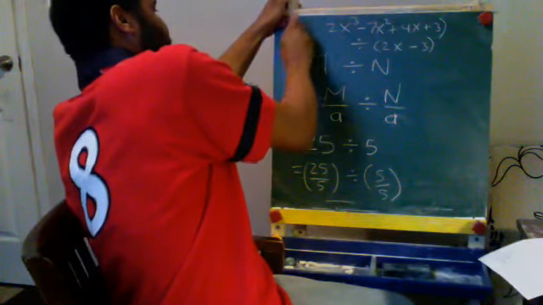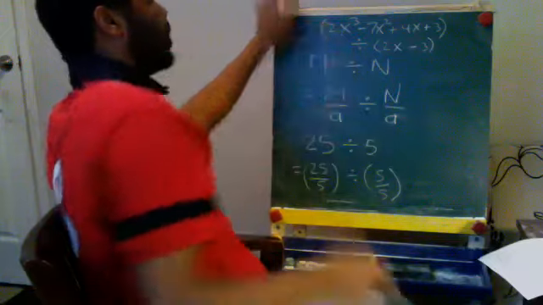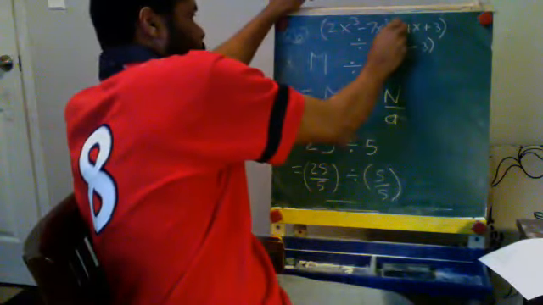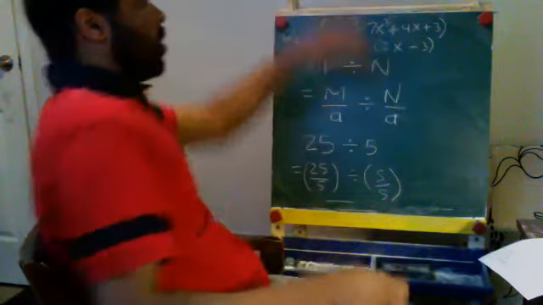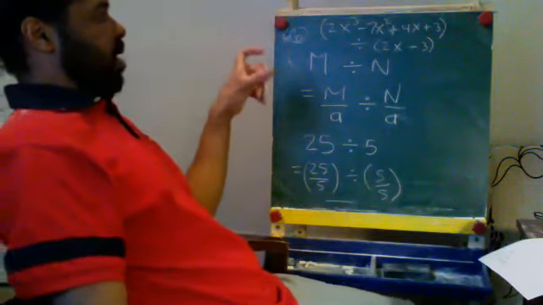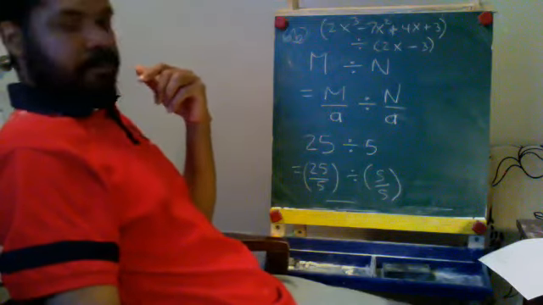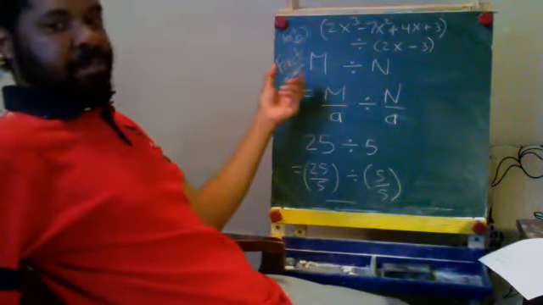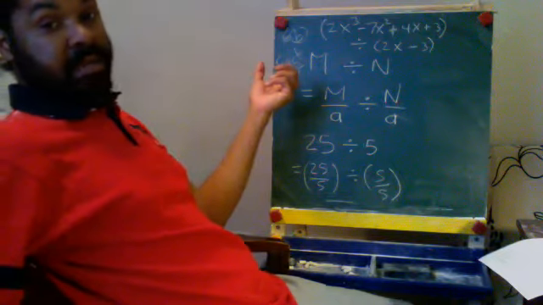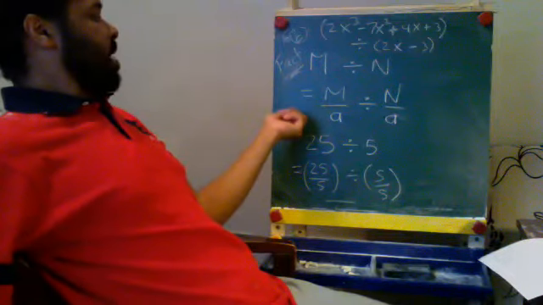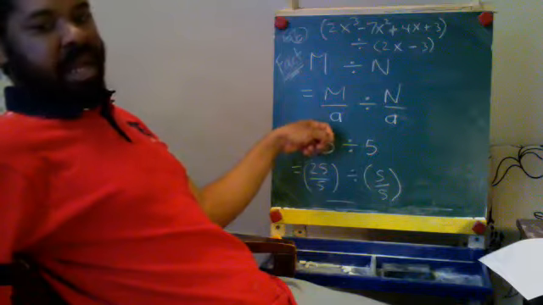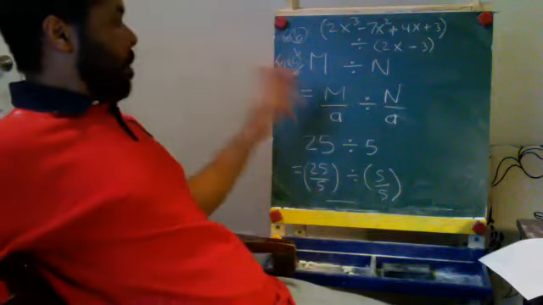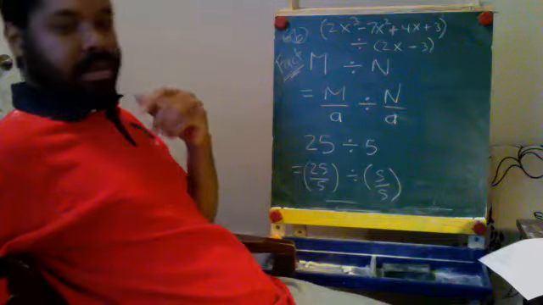The problem is 6b. And the question we have is 2x cubed minus 7x squared plus 4x plus 3 divided by quantity 2x minus 3. And I wanted to state a fact before we can solve this problem. This is a fact that if you have m divided by n, it's the same as if you take m divided by a and then divide it by n divided by a.